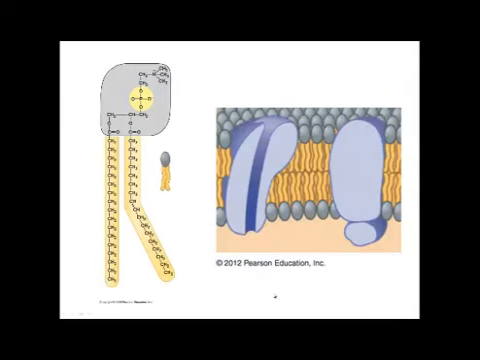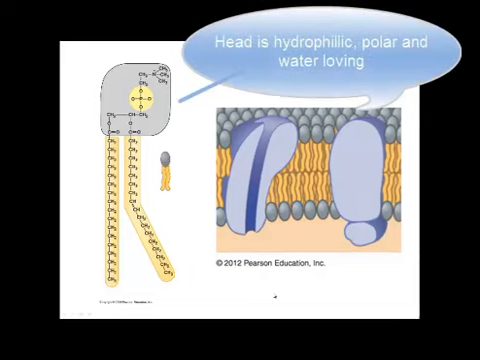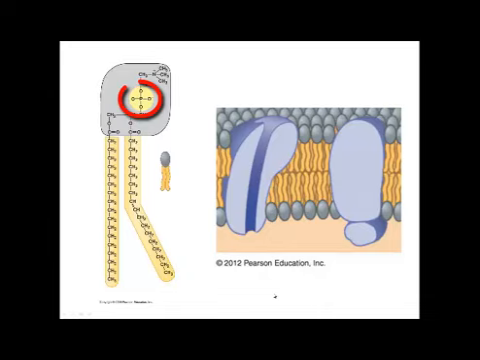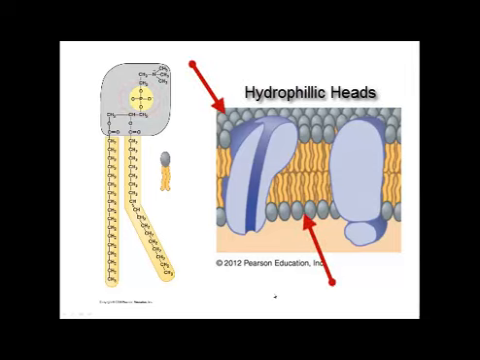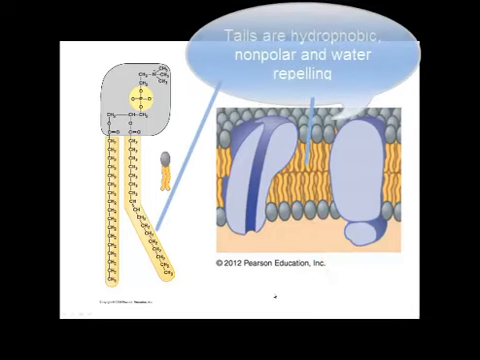Taking a look at these molecules, the heads are hydrophilic, polar, and water-loving. The polarity is due to the charged phosphate group associated with the head. These are the portions of the molecule that are found on each side of the plasma membrane facing the watery environment of either the cell or the cell's exterior.